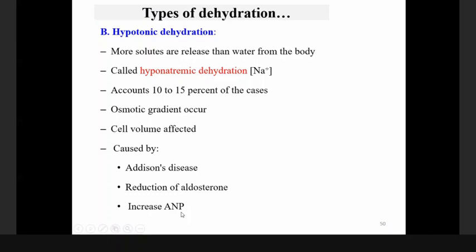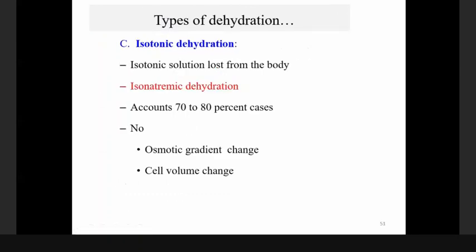The third is isotonic dehydration. Just the same solution. The same or equal amount of water and electrolyte is lost from the subject, and then there's dehydration, and that dehydration is called isotonic dehydration, or isonatremic dehydration. And it accounts for 70 to 80% of the cases. So if you have dehydration, mostly that is called isotonic. Osmotic gradient is not changed, cell volume is not affected.